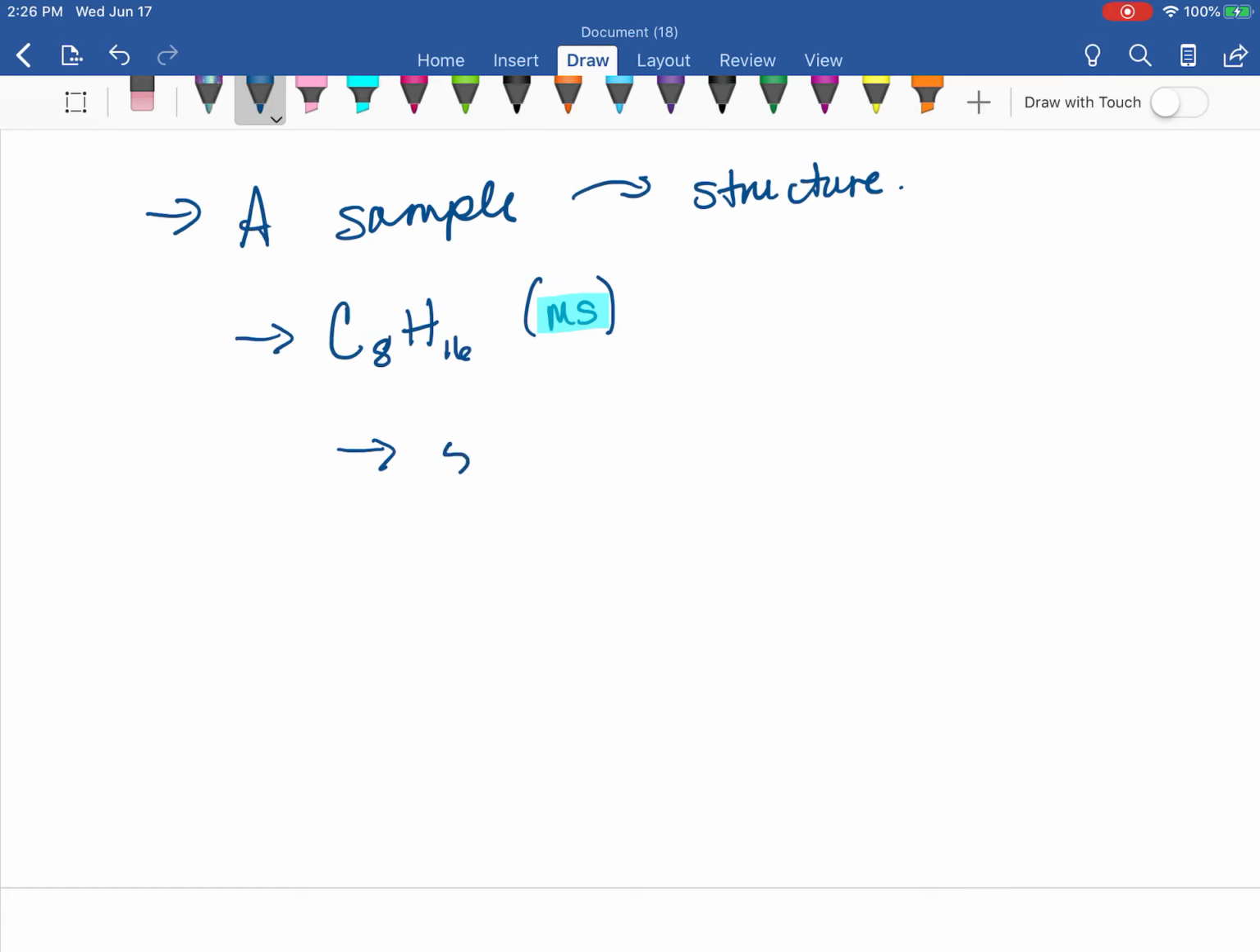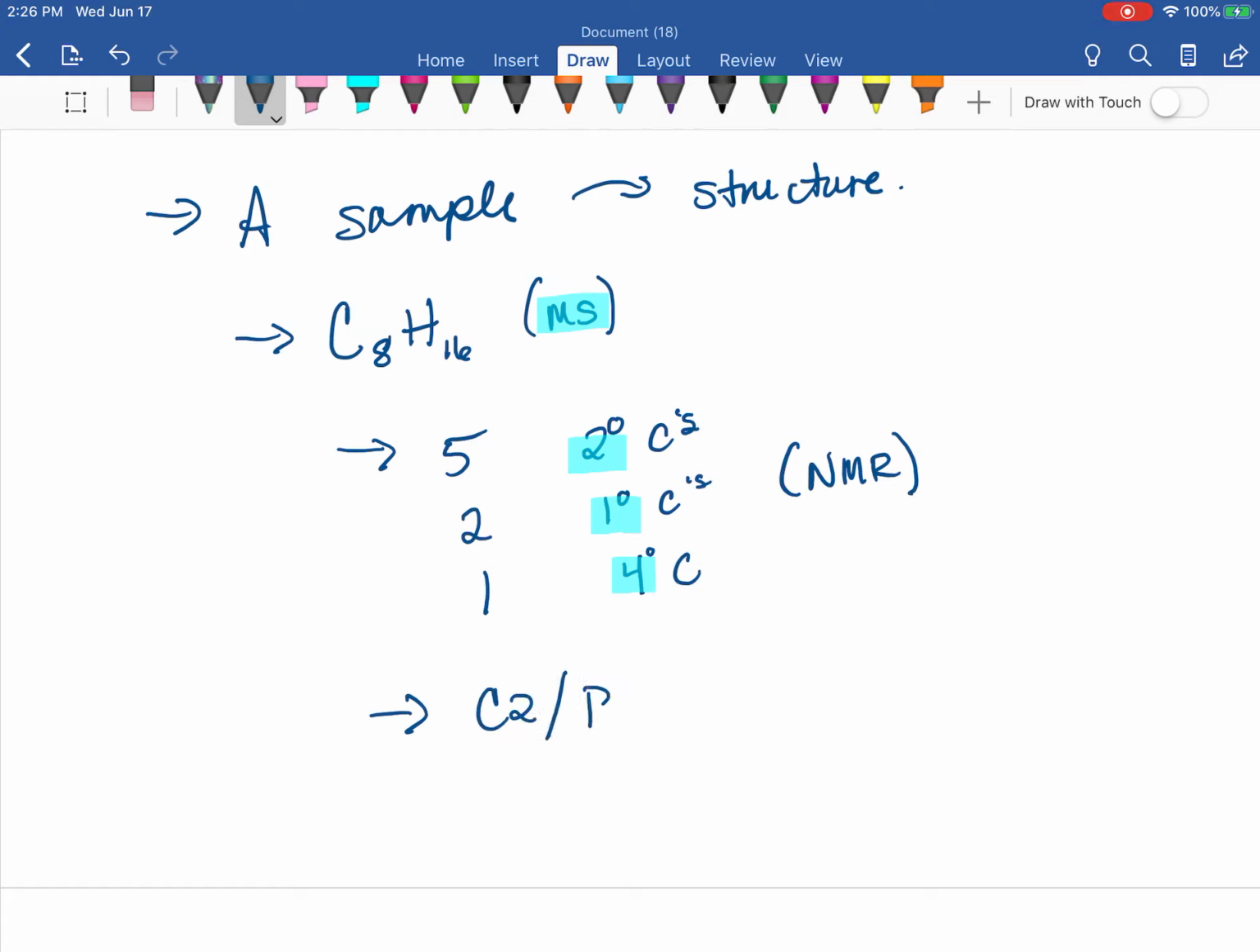And then I went ahead and submit for NMR. And I'm told that I've got 5 secondary carbons, 2 primary carbons, and 1 quaternary carbon. Okay, well that's actually starting to tell me quite a bit. Now this kind of information, like I said, as we work our way into later OChem, NMR can provide that. And then finally, I'm going to ask you to give me a structure that has both C2 and a plane of symmetry.